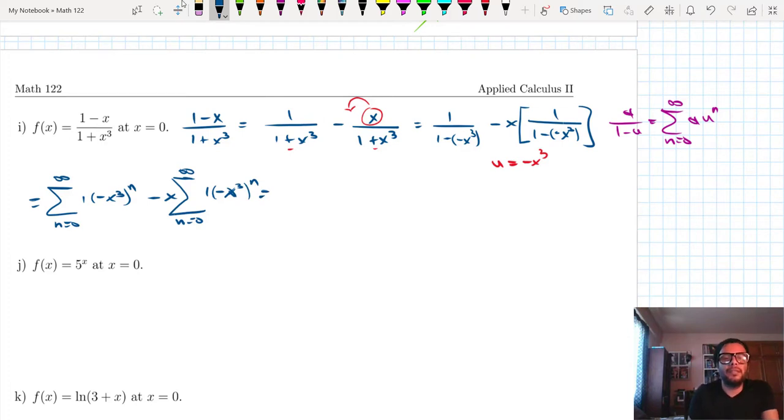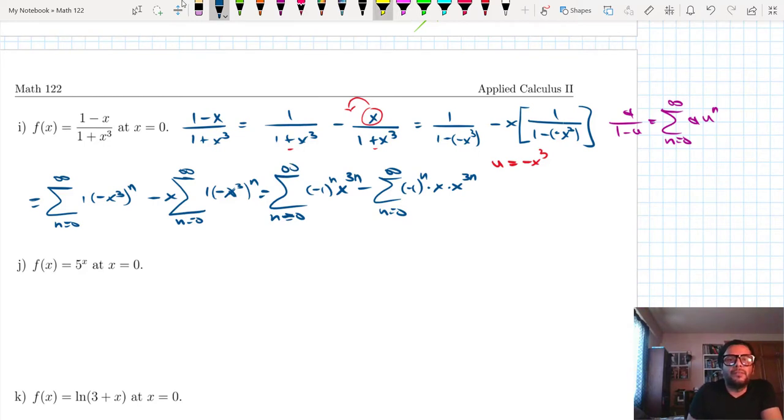Okay, so this will be for the first term. Again, this negative will give rise to those alternating factors, x to the 3n, and then minus, I'm going to incorporate this x, negative 1 to the n times x to the 3n. n starts at 0 to infinity. Okay, so what did we do? Put this x inside somewhere here, which is right there.